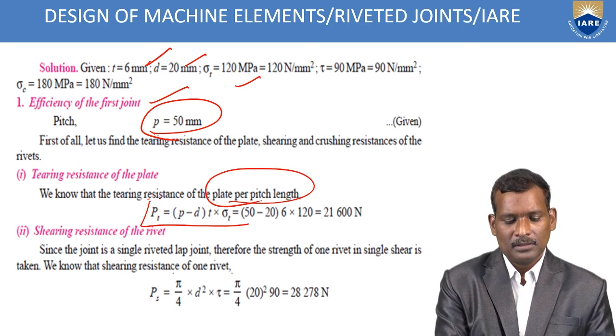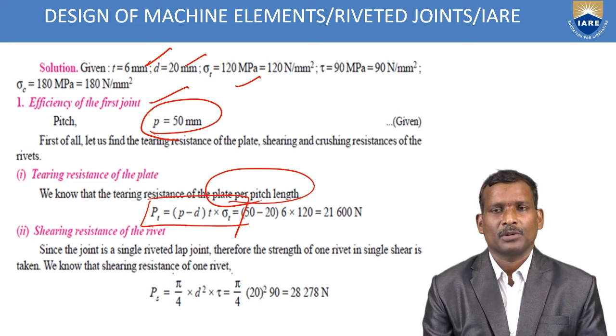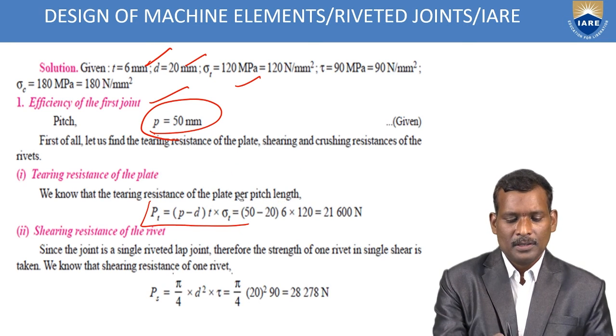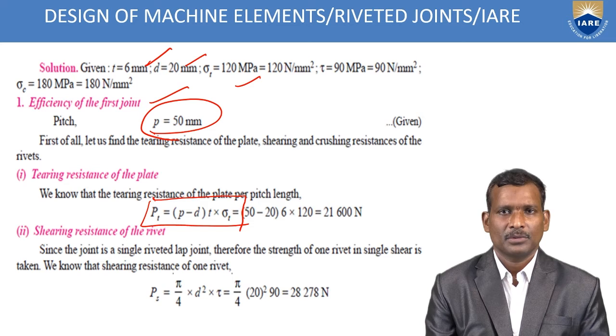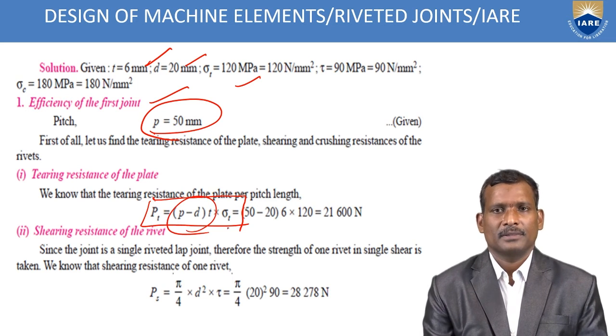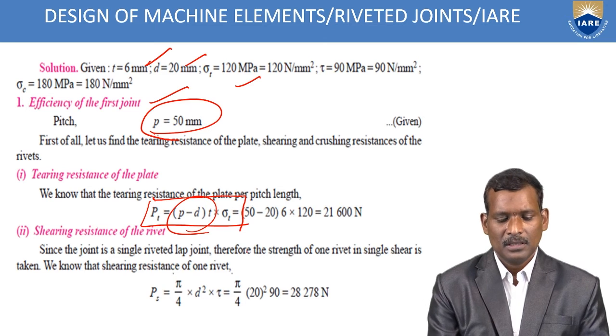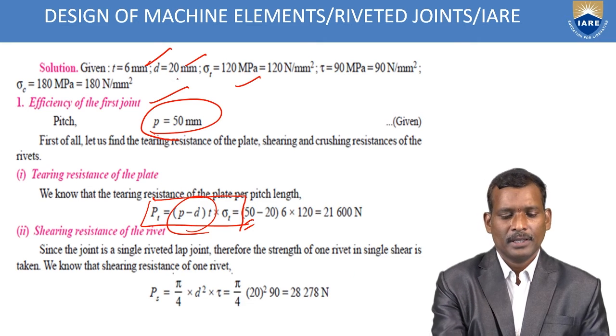So here, we will always consider tearing resistance for pitch length only. Clear? So here the tearing resistance is equal to (P minus D) into T into sigma T. P minus D gives the pitch length, and multiplying with T gives the tear area. Clear? So here 50 is the pitch value and D is the diameter of the rivet, 20 mm given.